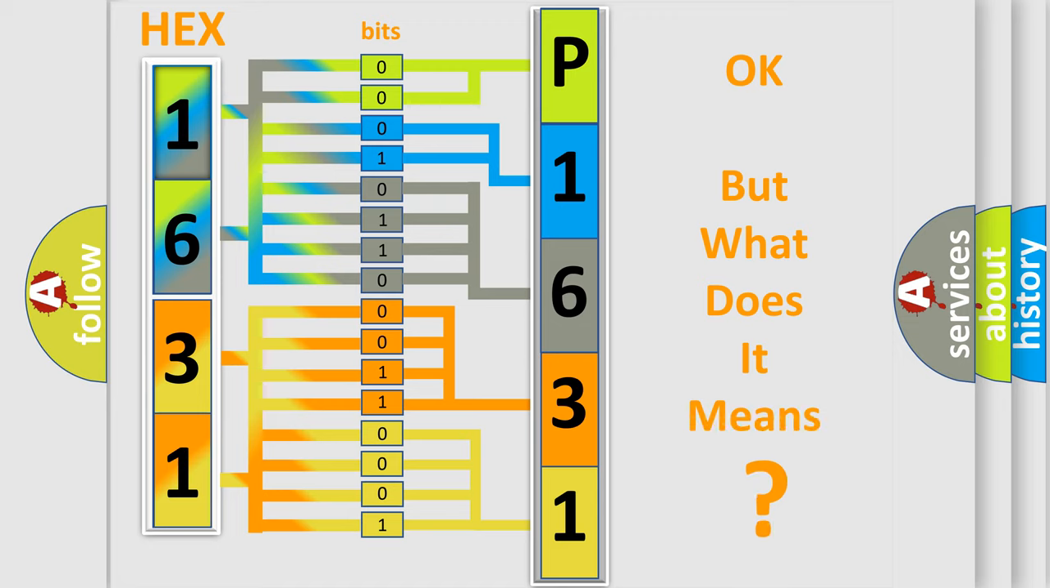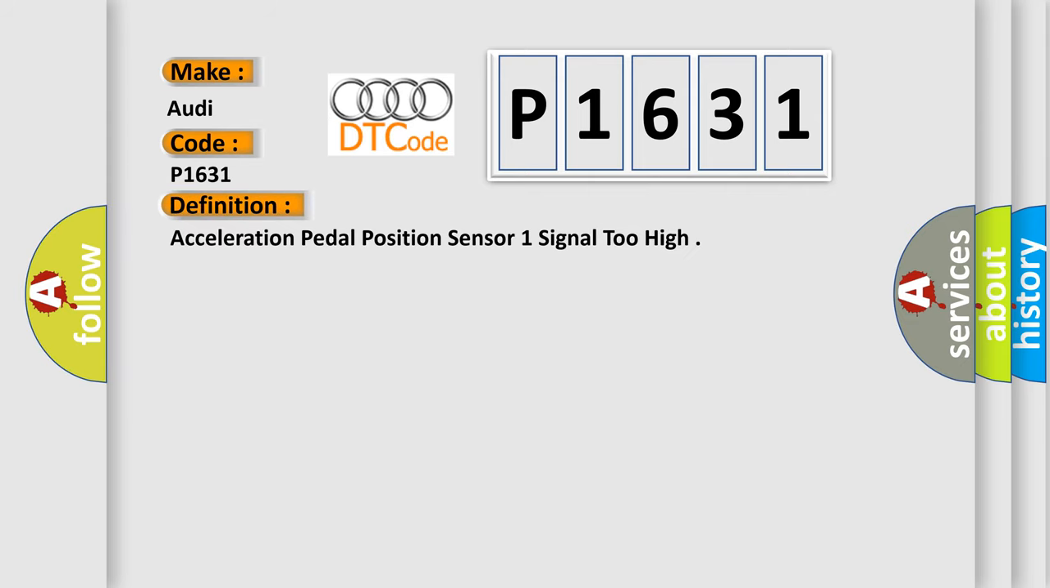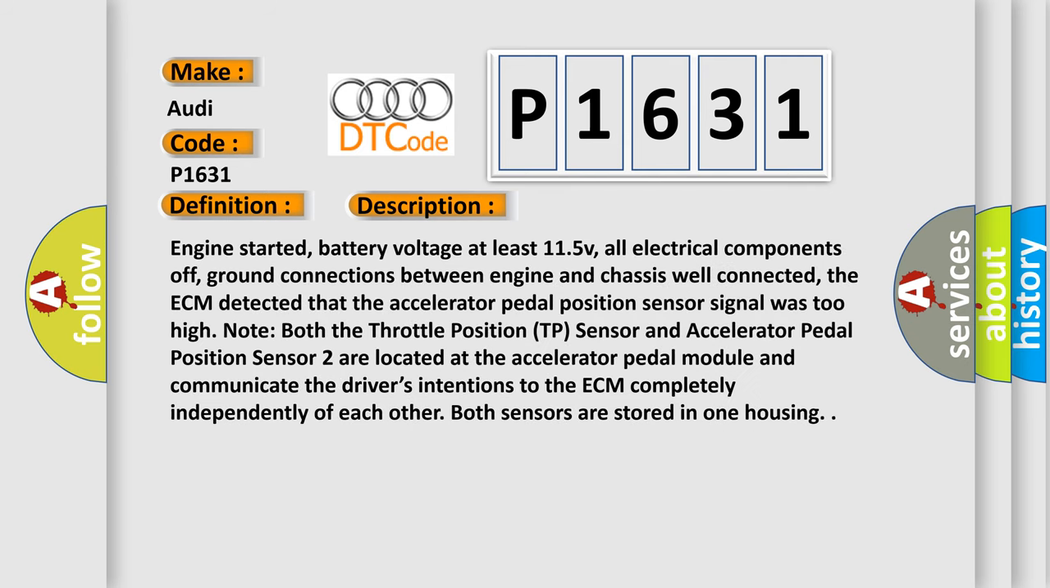The number itself does not make sense to us if we cannot assign information to what it actually expresses. So, what does the diagnostic trouble code P1631 specifically interpret for Audi car manufacturers? The basic definition is Acceleration Pedal Position Sensor 1 Signal Too High. And now this is a short description of this DTC code.